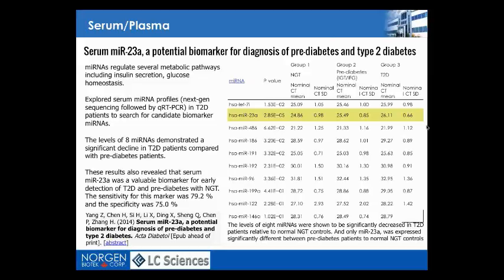Okay, then another big application, of course, besides cancer and heart disease, is diabetes. A lot of customers work on this, and this is an experiment that used next-gen sequencing and then followed up with qPCR. The profiling step initially was the next-gen sequencing, and then looking at a subset using qPCR, and the qPCR results are shown here in the table. To make it short, there were 8 microRNAs found to have significantly lower expression levels in type 2 diabetes patients, and especially microRNA 23A, that's why it's highlighted here, is a potentially very valuable biomarker for early detection of type 2 diabetes with a very high sensitivity of 79% and specificity of 75%.